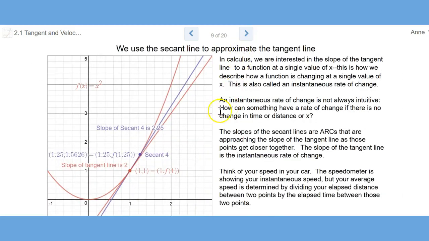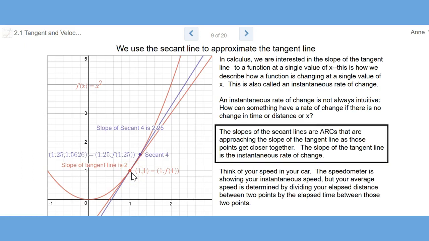And now if I get an even closer point, when x is 1.25, if we figure out the slope of this purple line, now it's 2.25. So you can see that the closer I get this other point to the point I'm interested in, 1, 1, the better approximation the slope of the secant line is to the slope of the tangent line. The slope of the tangent line is called the instantaneous rate of change, whereas the slopes of the secant lines were the average rate of change.